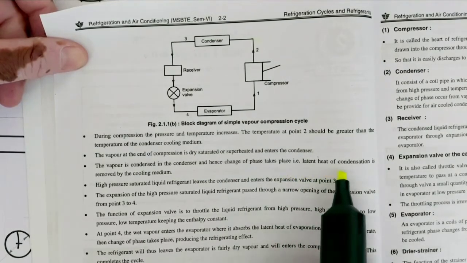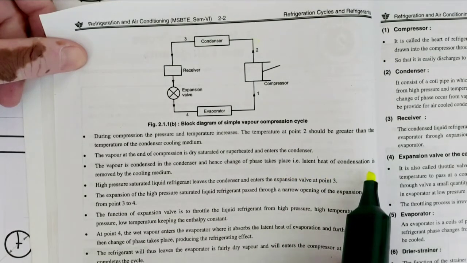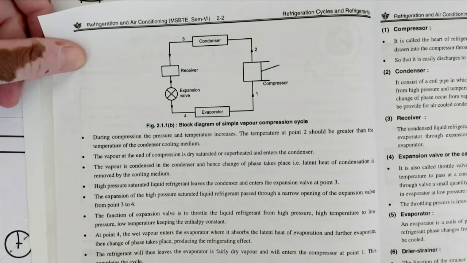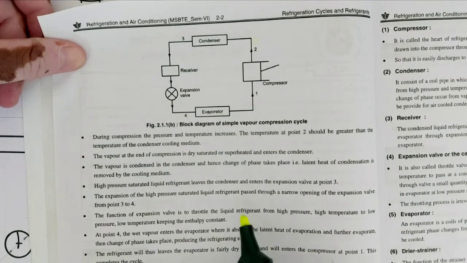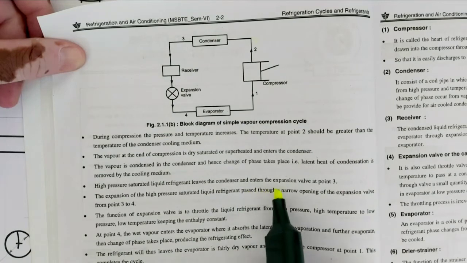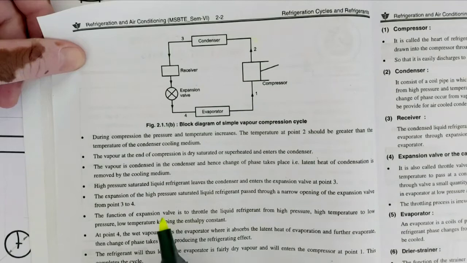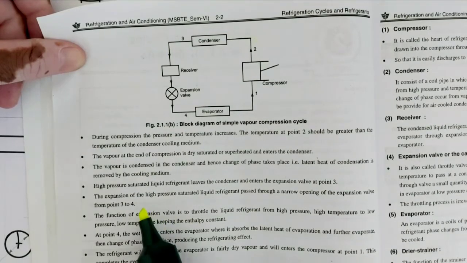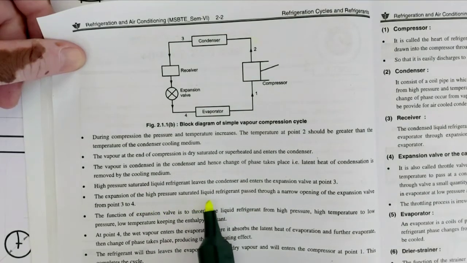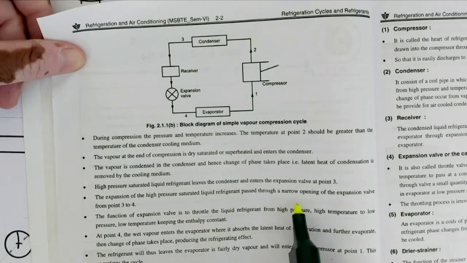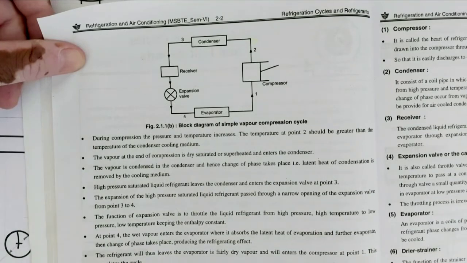That means latent heat of condensation is removed by cooling medium. The high pressure saturated liquid refrigerant leaves the condenser and enters the expansion valve at point 3. The expansion of the high pressure saturated liquid refrigerant passed through narrow opening of the expansion valve from 3 to 4.